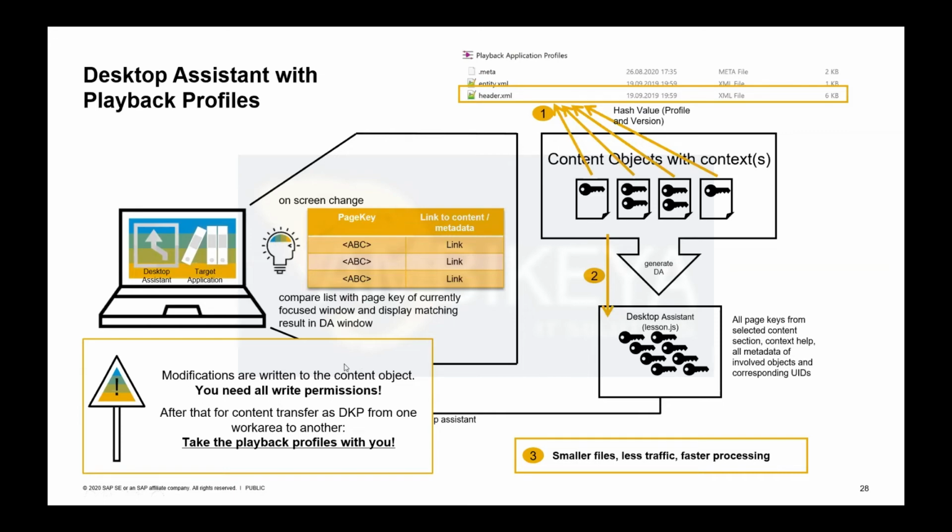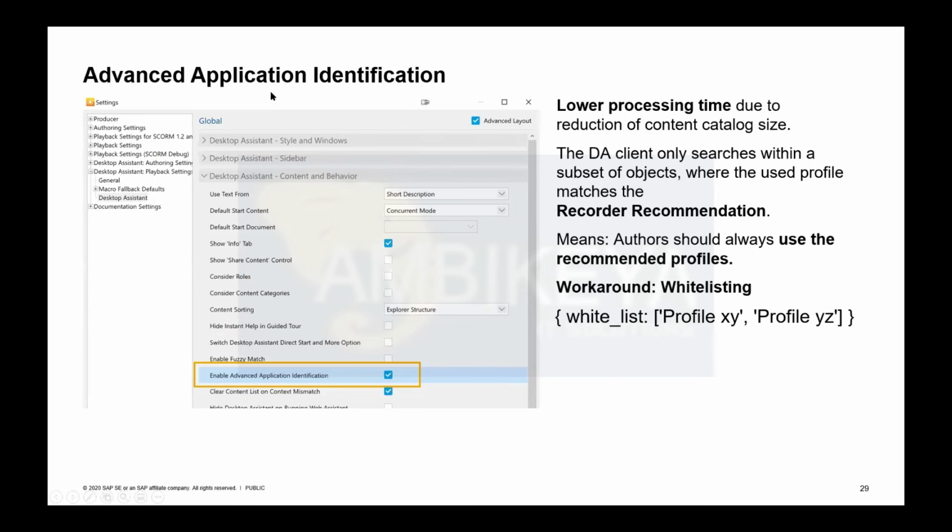Then we got one more level of improvement, which is the application identification, advanced application identification. There is one little tiny switch which came with 1911, or in the last release 2005, I'm not sure, called enable AI active. What does it do? It lowers the processing time down to close to real time, really super fast, by reducing the catalog to search to the ones that are using the same recommendation that the recorder would give you when you initially record an object.